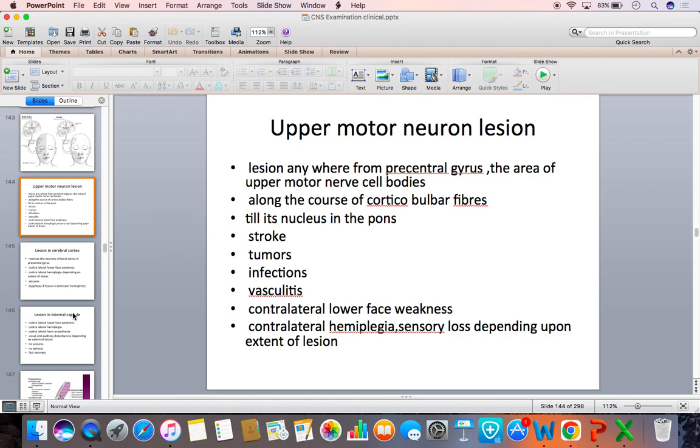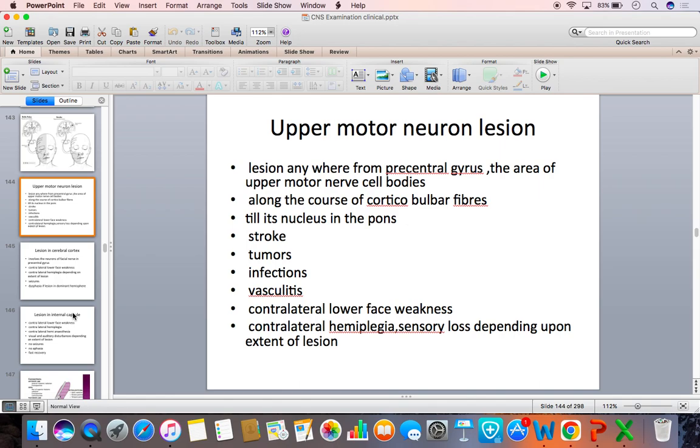So the lesion could be at the cerebral cortex. Lesions could be involving the fibers while they are coursing through the internal capsule, or it could be in the midbrain till its nucleus in the pons. So the causes could be stroke due to vascular occlusion, it could be due to tumors, infections, or vasculitis.